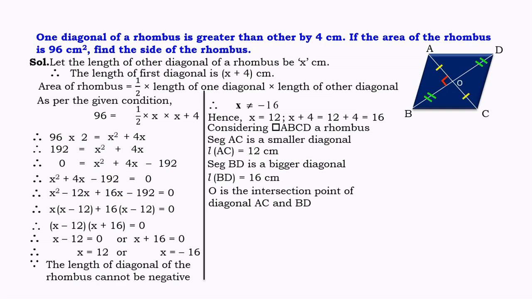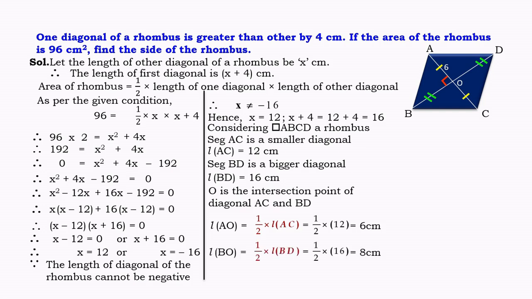These halves form the two shorter sides of a right-angled triangle inside the rhombus. The side of the rhombus becomes the hypotenuse of that triangle. Consider the right-angled triangle formed by the half diagonals. Using Pythagoras theorem, square of the hypotenuse equals square of one side plus square of the other side.